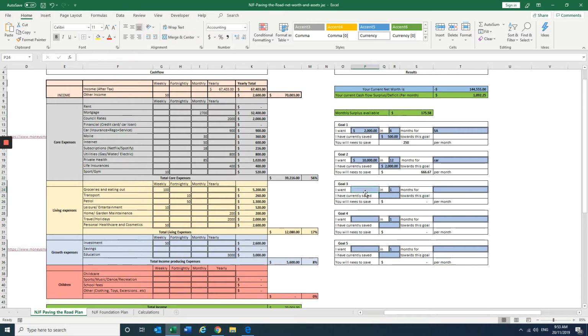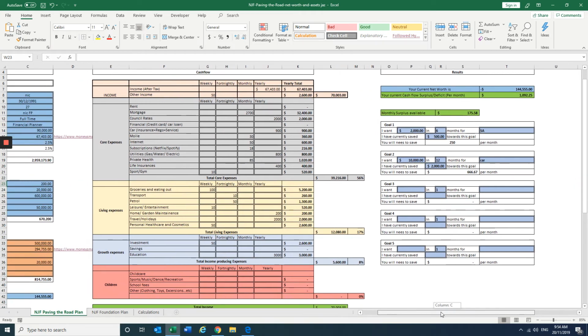Now let's say I want to start a different investment in 1 year as well. So investment for 5,000. I'm going to be saving this per month. Now you can see that that's actually gone down. I might just delete this section.